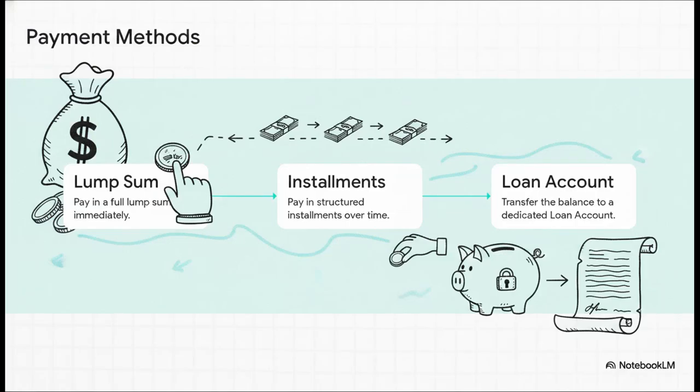Step 5, settling the account. Okay, so calculating that final payout is one thing, right? But actually handing over the cash, totally different story. A business can't always just liquidate its operational assets to pay a retiring partner. So the accounting framework laid out in the chapter provides 3 standard methods. You can pay a full lump sum if cash flows allow, agree to pay in structured installments over time, or, and this happens very commonly, transfer the final balance into a dedicated loan account.